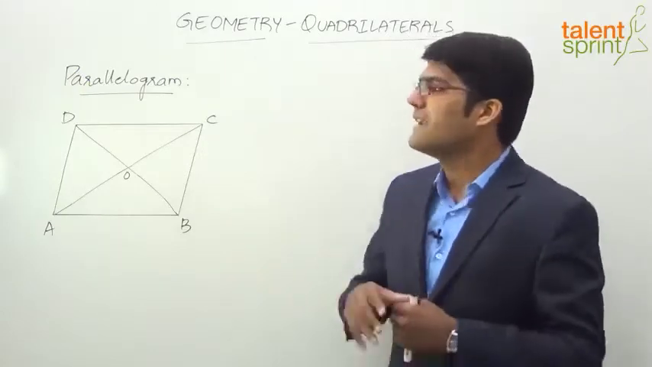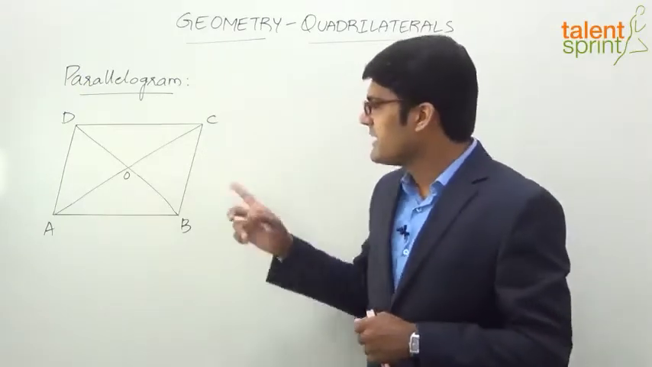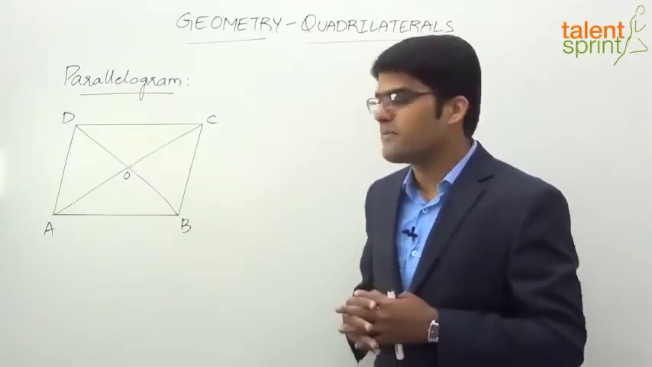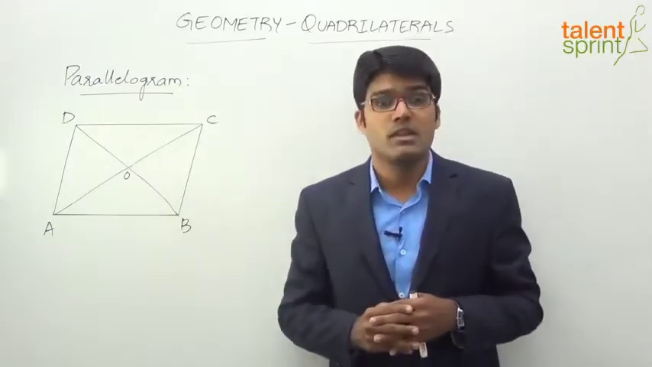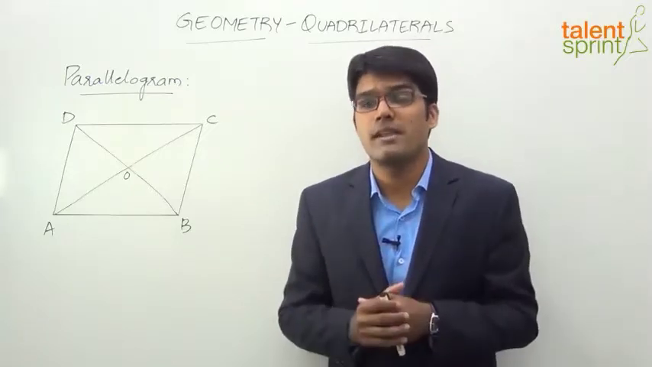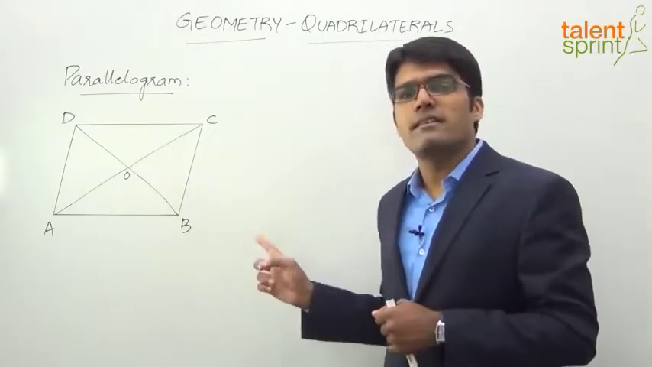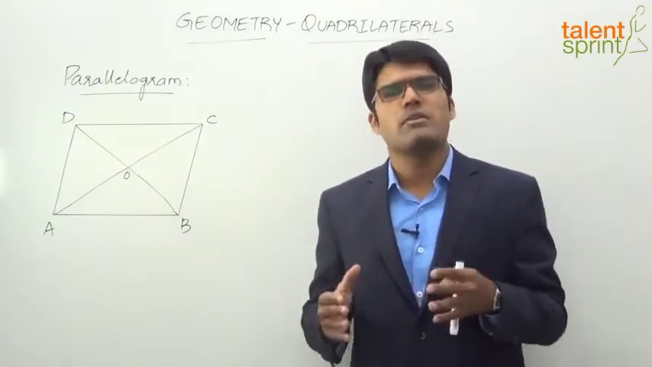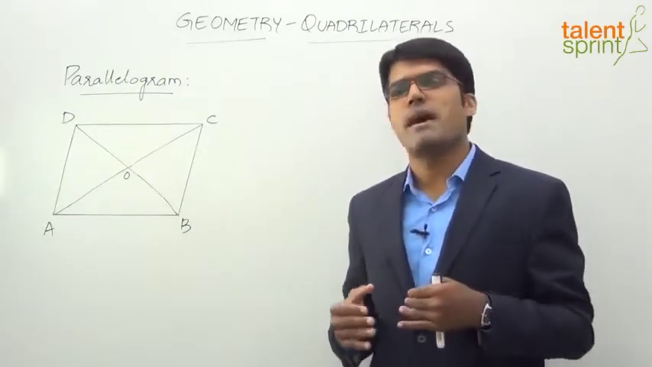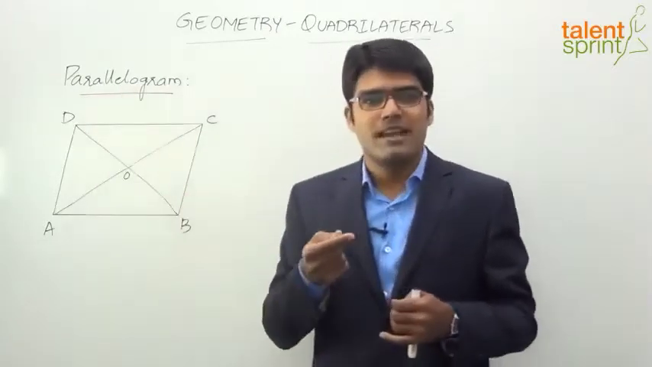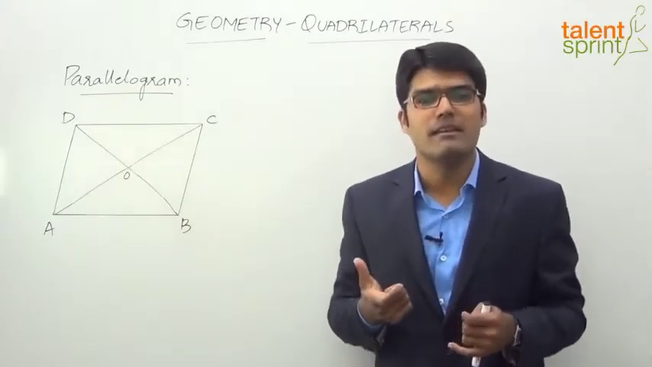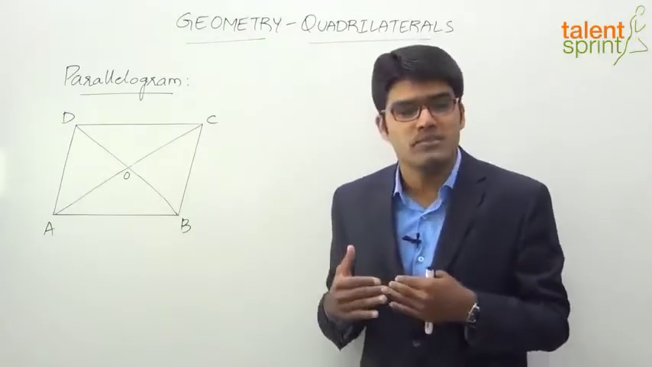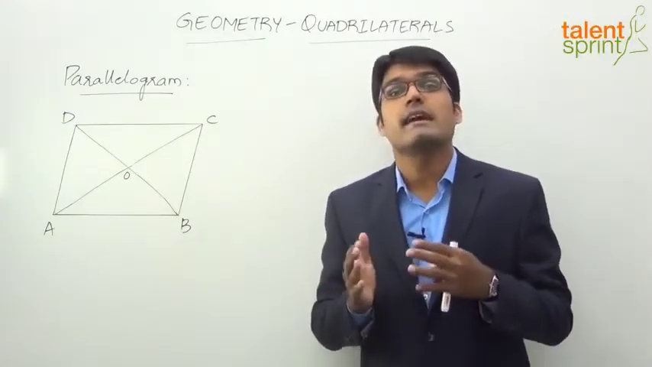So let's understand what a parallelogram is. As you can see here, ABCD is a parallelogram, right? The four-sided figure ABCD is a parallelogram. Now what is special about a parallelogram? Well, this is a quadrilateral where the opposite sides are parallel and equal. The name itself has the root word parallel. So the opposite sides here are parallel, which means they'll never meet. Opposite sides are parallel and they are equal.